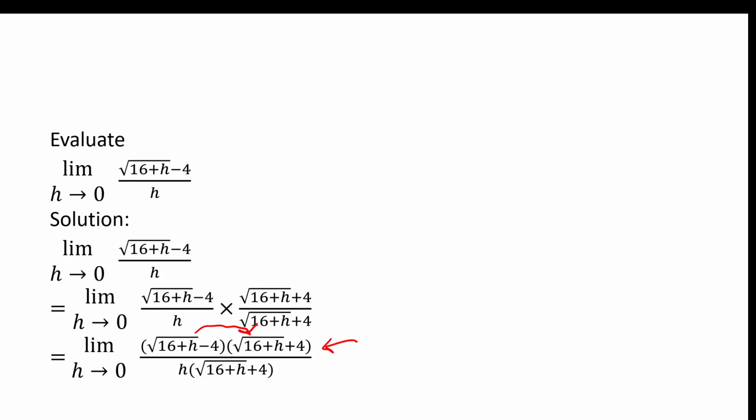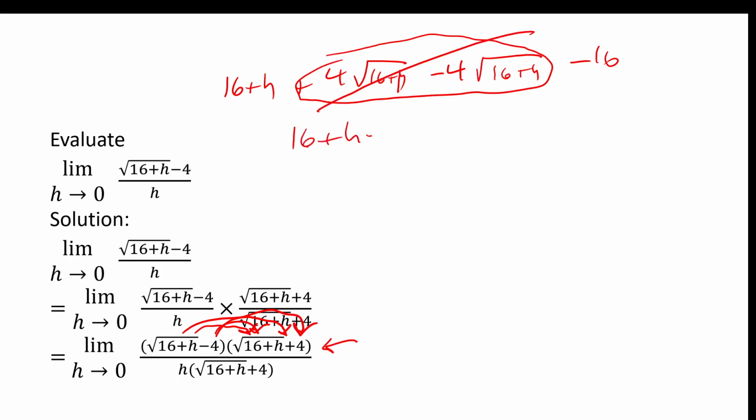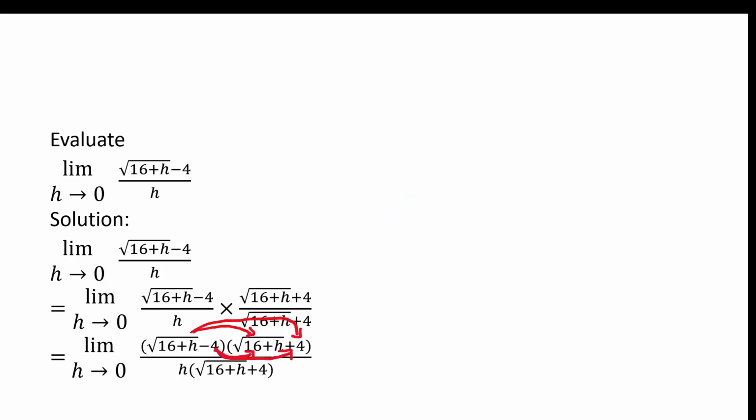Root 16 plus h times root 16 plus h is 16 plus h. We're then going to add 4 of these root 16 plus h's, and we're going to subtract 4 of those root 16 plus h's. Then finally we're going to subtract 16. And what will happen if we do this correctly is this middle piece right here is going to cancel out. So what we're going to be left with is 16 plus h minus 16, and we all know that's just the same as h. We're going to get a factor of h up top. Okay, so let's show our work here.